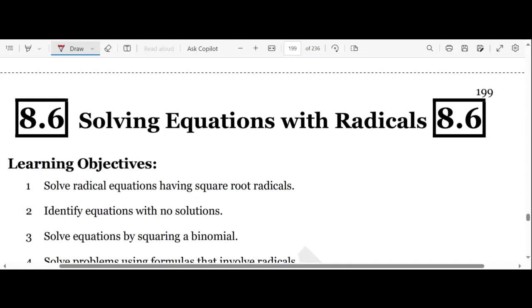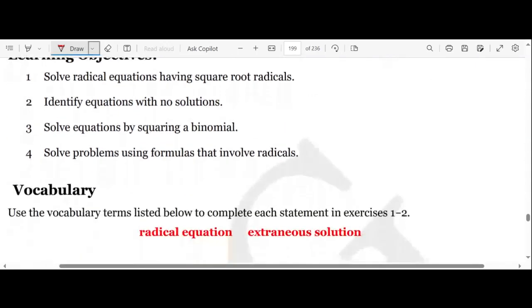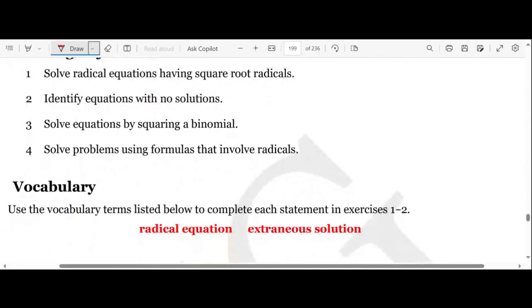8.6 Solving equations with radicals. Learning objectives: solve radical equations having more square roots radicals. Identify equations with no solutions. Solve equation by squaring binomial. Solve problems using formulas that involve radicals.